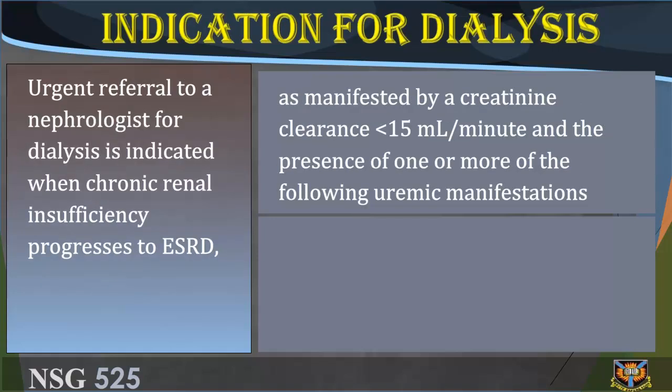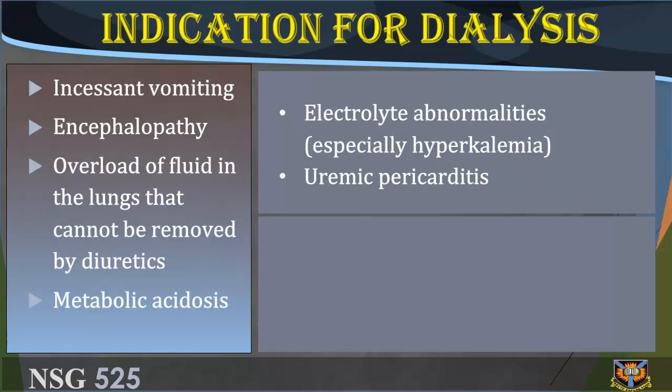Indications for dialysis. Urgent referral to a nephrologist for dialysis is indicated when chronic renal insufficiency progresses to ESRD, as manifested by a creatinine clearance less than 15 ml per minute and the presence of one or more of the following uremic manifestations: incessant vomiting, encephalopathy, fluid overload in the lungs that cannot be removed by diuretics, metabolic acidosis, electrolyte abnormalities, especially hyperkalemia, and uremic pericarditis.